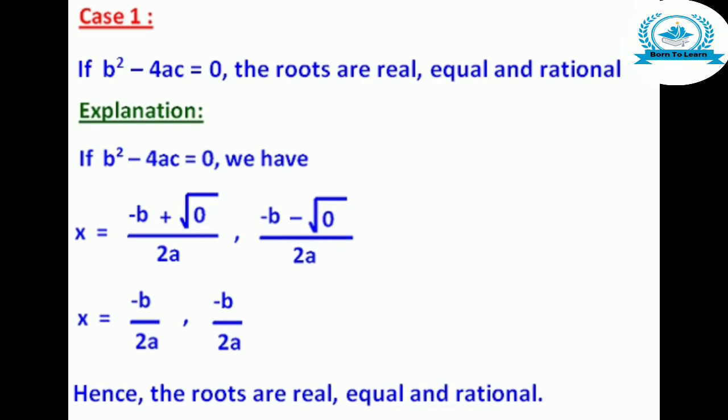If b square minus 4ac equal to 0, the roots are real, equal and rational. We have the quadratic formula: x equal to minus b plus or minus under root b square minus 4ac, by 2a. With b square minus 4ac equal to 0, x equal to minus b plus 0 by 2a, comma, minus b minus 0 by 2a. So x equal to minus b by 2a, comma, minus b by 2a. Hence the roots are equal, real and rational.